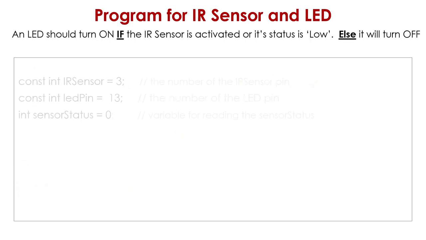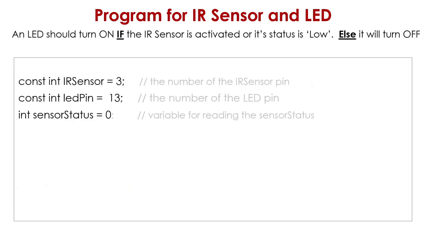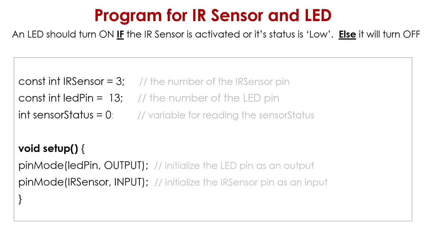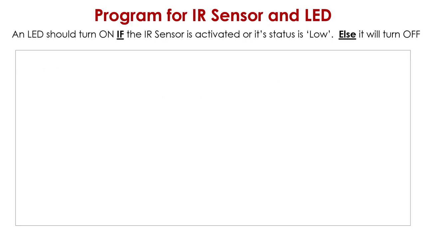So let's try to convert it in terms of the Arduino program. In the initial part, we define the pin numbers. The IR sensor pin is number 3, the LED pin is number 13. And in the void setup, we basically define the inputs and outputs. As we have seen in the process flow diagram, we are going to define the input and output pins. That is, the IR sensor is an input pin, the LED pin is an output pin.